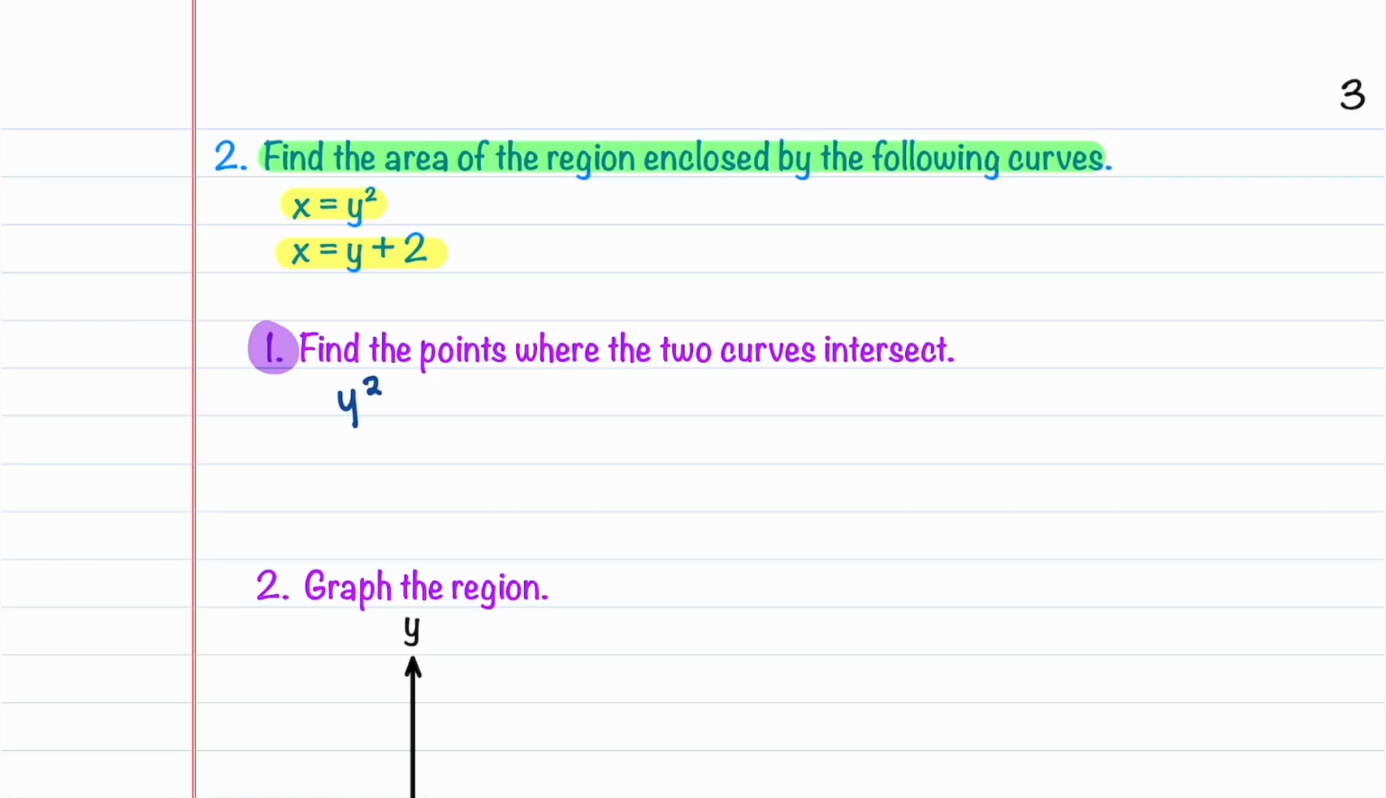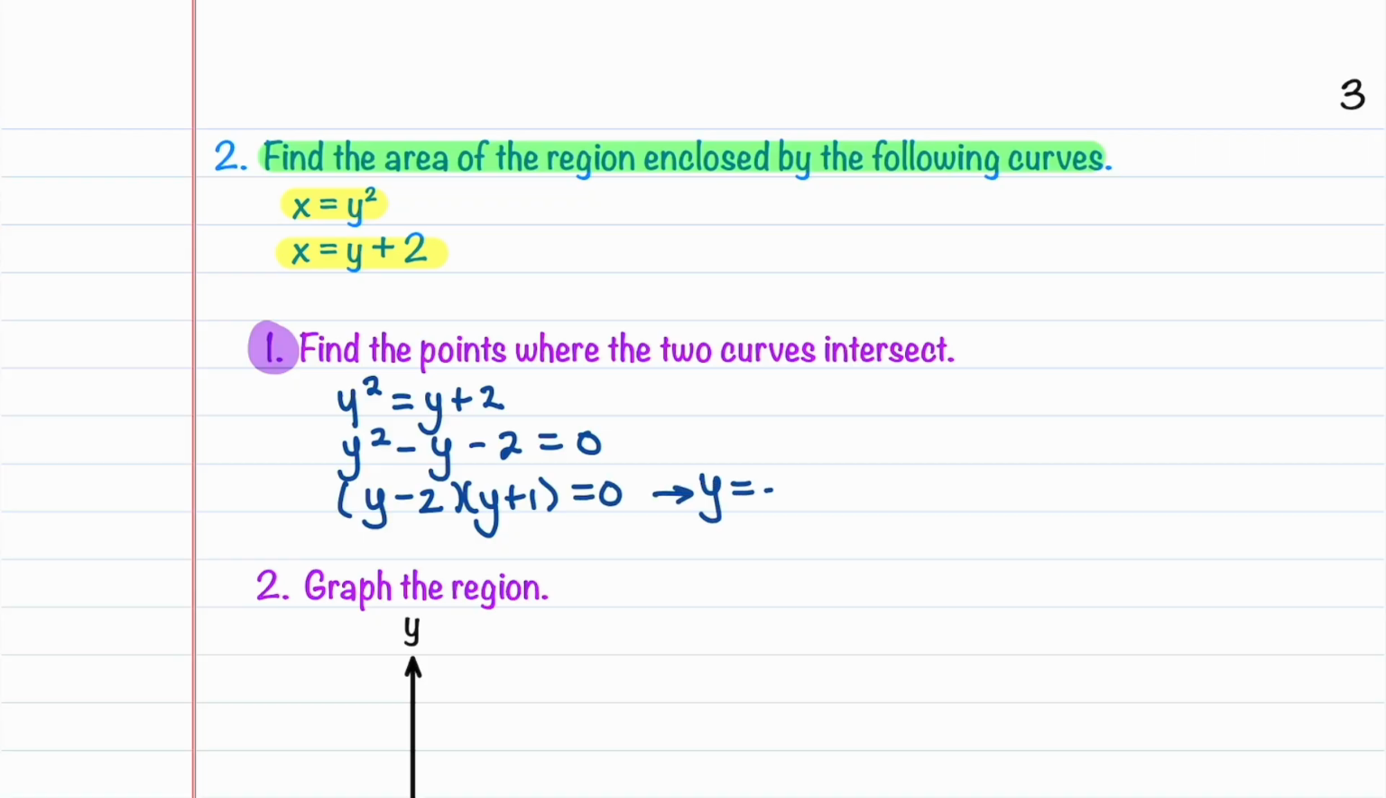So we have y squared is equal to y plus 2. Let's pull everything to the left, and we get y squared minus y minus 2 is equal to 0. We can factor this as y minus 2 times y plus 1 is equal to 0. And this gives us that y is equal to minus 1 and y is equal to 2.